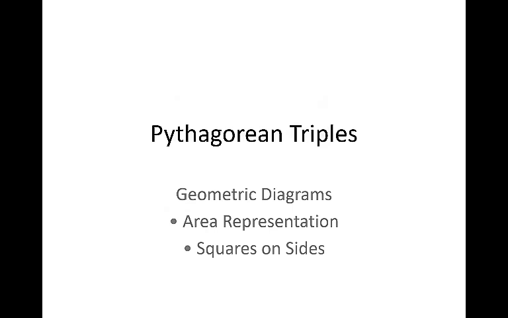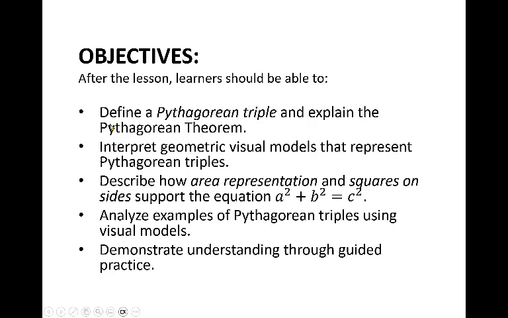Before that, at the end of the lesson, the learner should be able to, first, define a Pythagorean triple and explain the Pythagorean theorem. Second, interpret geometric visual models that represent Pythagorean triples. Third, describe how area representation and squares on the sides support the equation a squared plus b squared is equal to c squared.